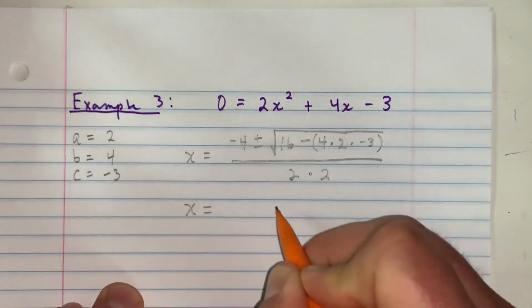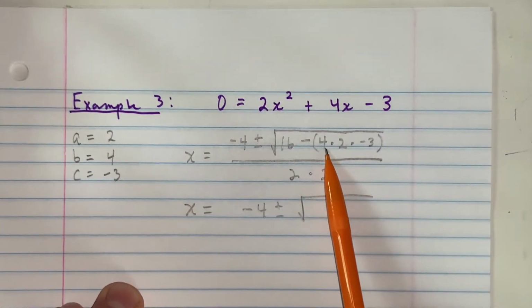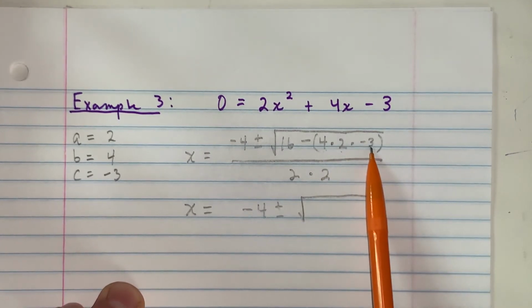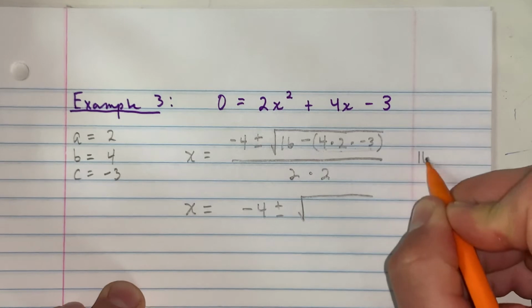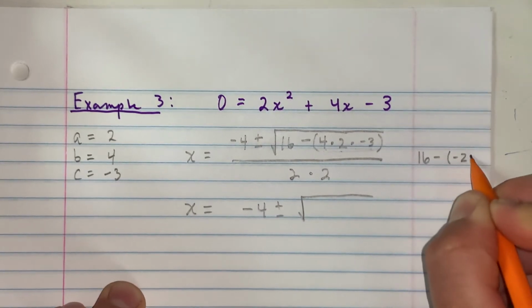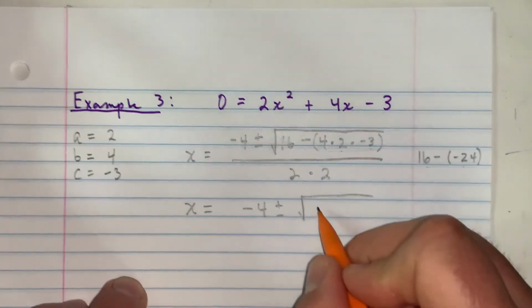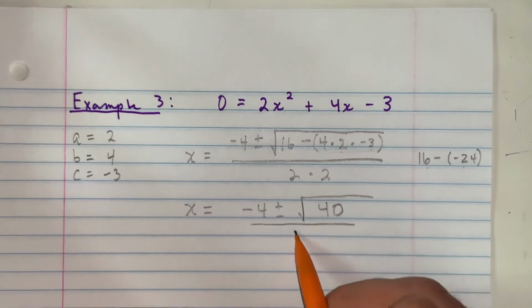Okay, clean this up a little bit. Negative 4 plus or minus the square root. Go ahead and try to take care of all this. 4 times 2 is going to be 8, multiplied by negative 3 is going to be negative 24. So this right here would be negative 24, and we're subtracting a negative 24. Maybe just show this off to the side. Right, we're subtracting a negative, so this is really like adding. So 16 plus 24 would be 40. Okay, all divided by 4.